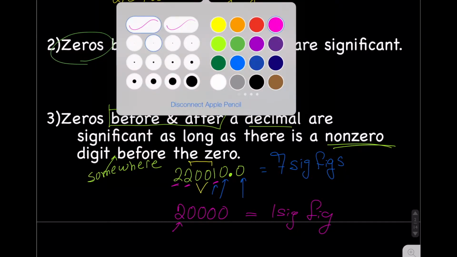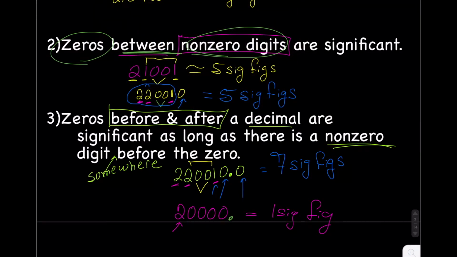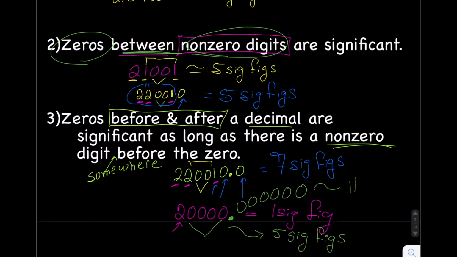But let's say I put a decimal here. Now, what's significant? Every single one of those zeros, because they're before a decimal with a non-zero digit somewhere in front of it. So now we have 5 sig figs. Okay. And if we added zeros, however many zeros we added after it, all of them would be significant. So now we have 1, 2, 3, 4, 5, 6, 6 plus our 5, so now we have 11 sig figs.